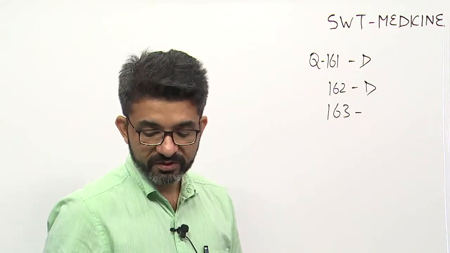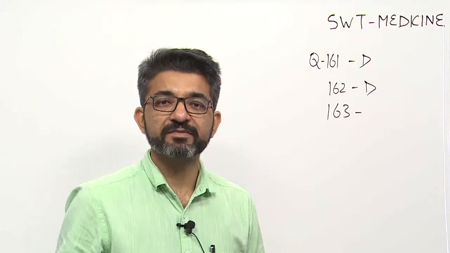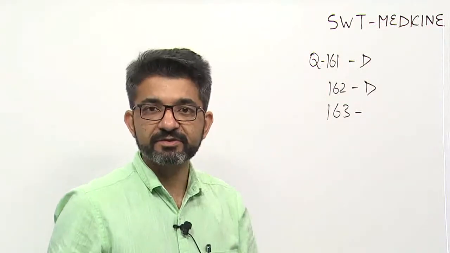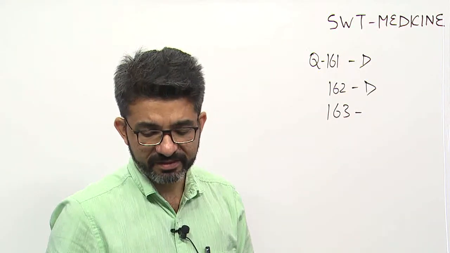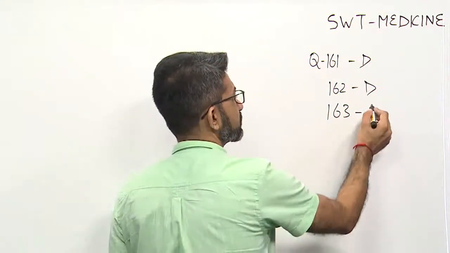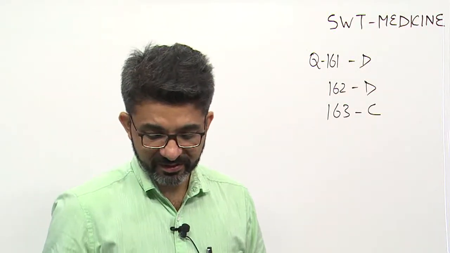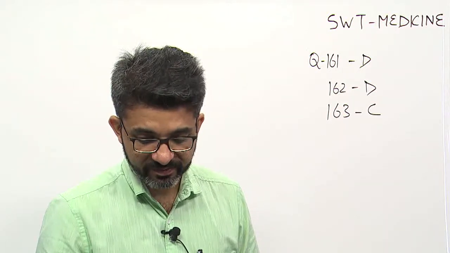Question number 163. Most common cause of Charcot joints in upper limb. See, upper limb, obviously the lesion lies in the spine. So, syringomyelia is the answer. It is not diabetes mellitus, neurosyphilis or leprosy. Answer is C, syringomyelia. You have dissociated anesthesia, cape-like anesthesia in the upper limbs.